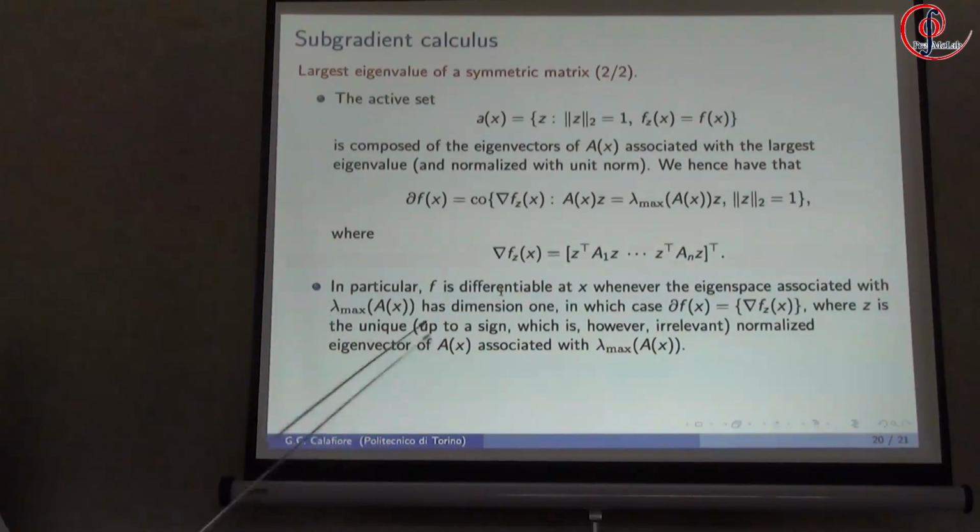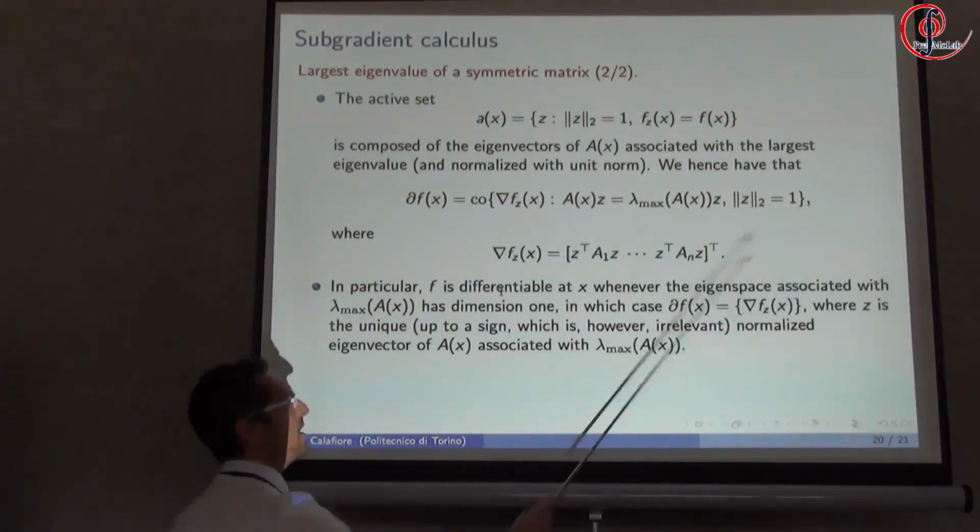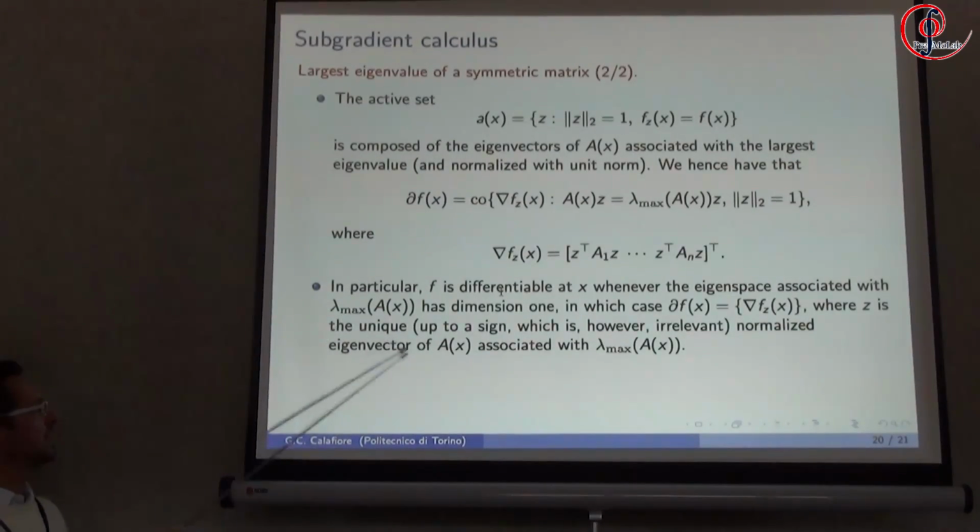In particular, we see from this representation that f is differentiable at a point whenever this set is a singleton, and this happens when the eigenspace associated with the lambda max has dimension 1. So when there is only one normalized eigenvector associated to the maximum eigenvalue, this gives the gradient of that function. In the case when we have multiple eigenvalues, this formula gives us the entire subdifferential of the lambda max.